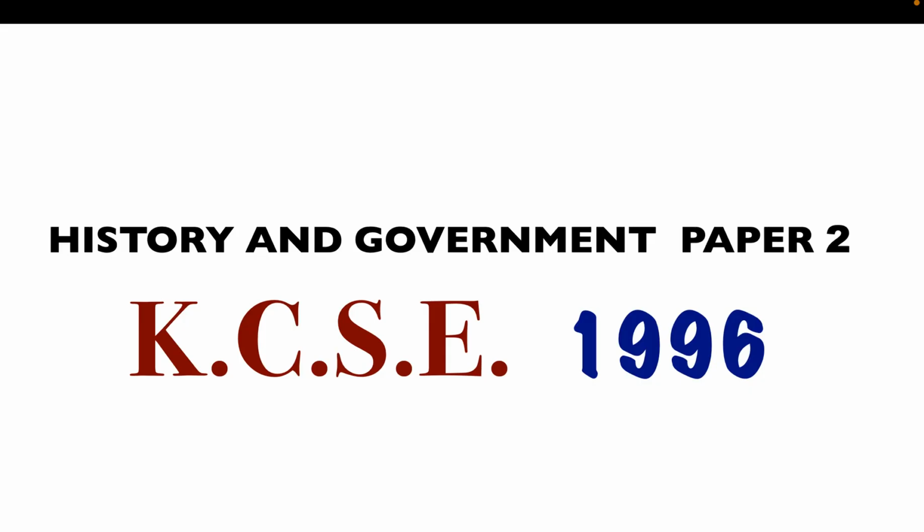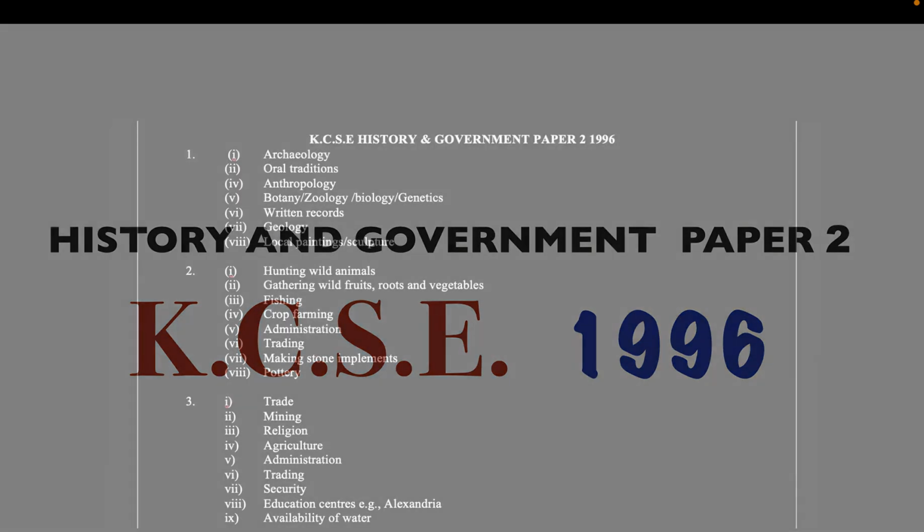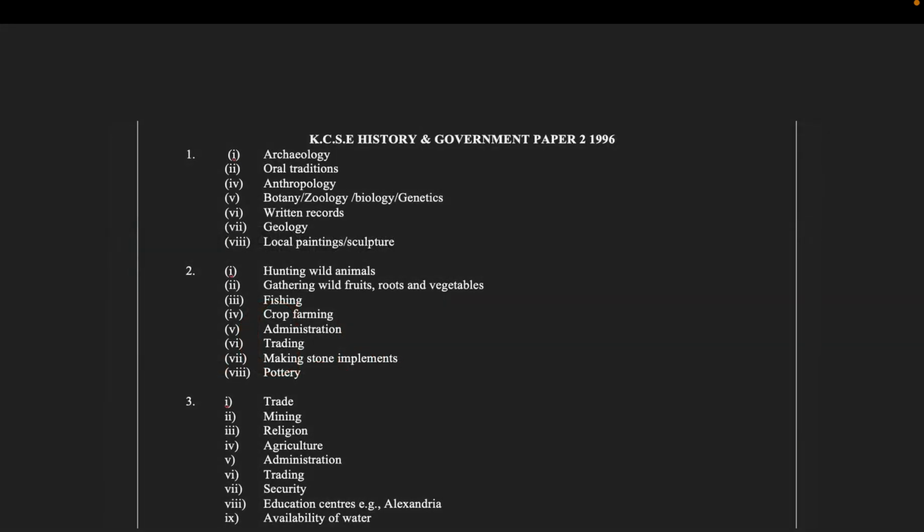KCSE History and Government Paper 2, 1996. Answers. 1. I. Archaeology. II. Oral traditions. III. Anthropology. IV. Botany, zoology, biology, genetics. V. Written records. VI. Geology. VII. Local paintings, sculpture.